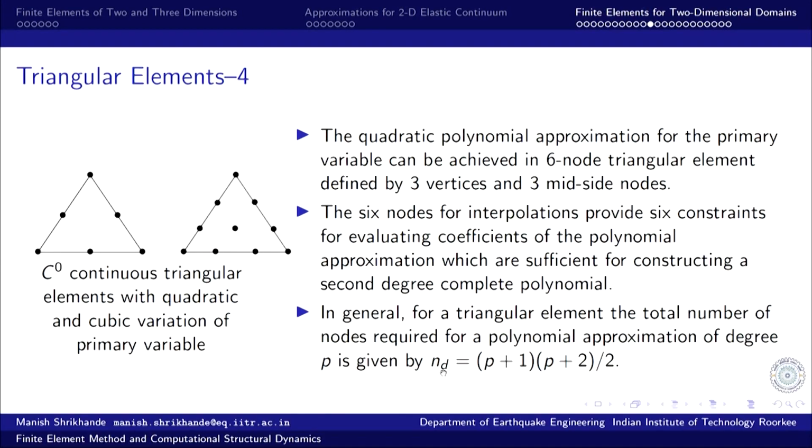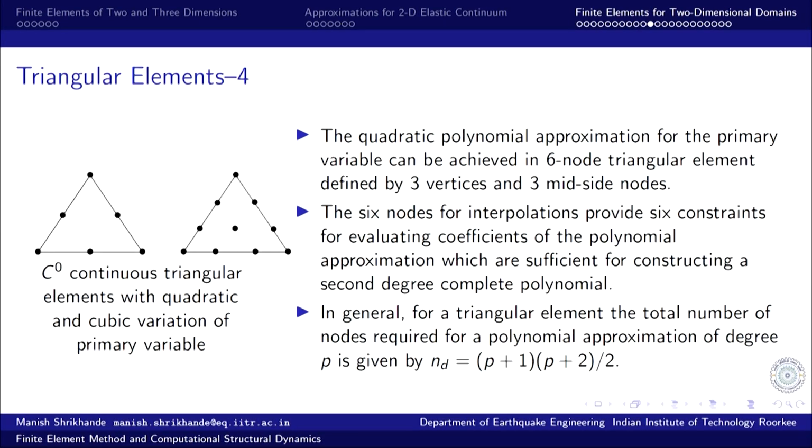In general, for a triangular element, the total number of nodes required for a polynomial approximation of degree p is given by n_d, the number of nodes required, equal to (p plus 1) multiplied by (p plus 2) divided by 2. That is the total number of nodes required if the idea is to construct a polynomial approximation that is complete up to the pth degree. That is just the number of nodes that will be required for defining the approximation of the desired degree.